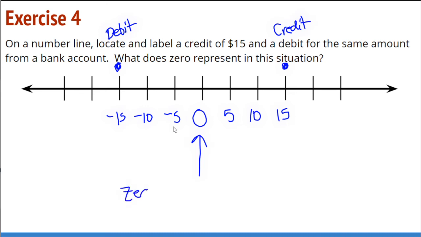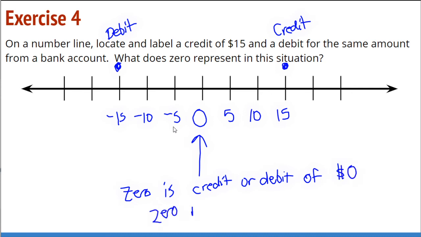0 is a credit or debit of $0. Or 0 is no credit or debit. We're not doing anything. No change to the bank account. Nothing happening is 0. I didn't put any money in, didn't take any money out.